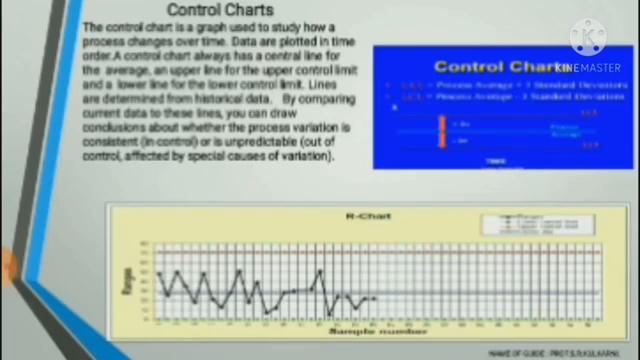A control chart always has a central line for the average, an upper line for the upper control limit, and a lower line for the lower control limit. Lines are determined from historical data. By comparing current data to these lines, you can draw conclusions about whether the process variation is consistent, in control, or unpredictable, out of control, affected by special causes of variation.